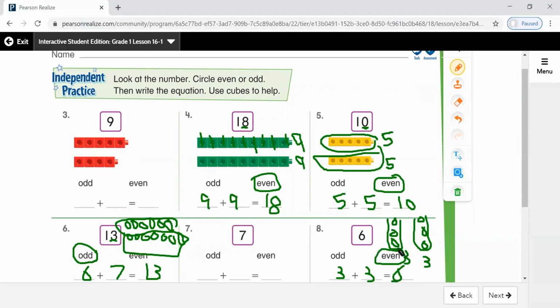Yes, it's even. So, dear students, keep it in your mind. If the ones digit is 0 or 2 or 4 or 6 or 8, then the number will be what? Even. If it's not, then the number is odd. This is our lesson today.